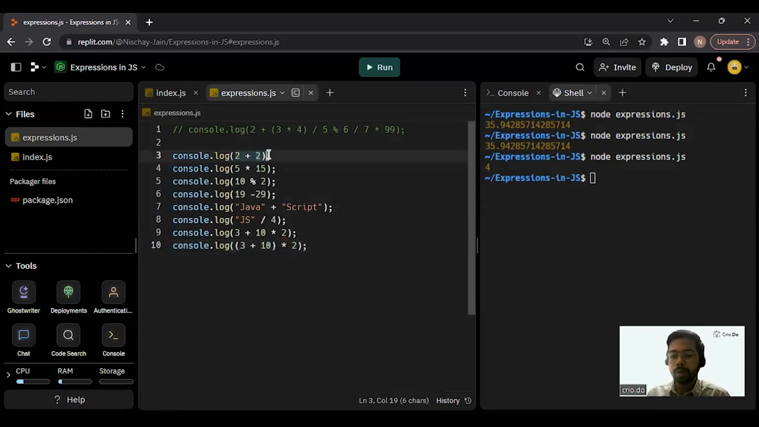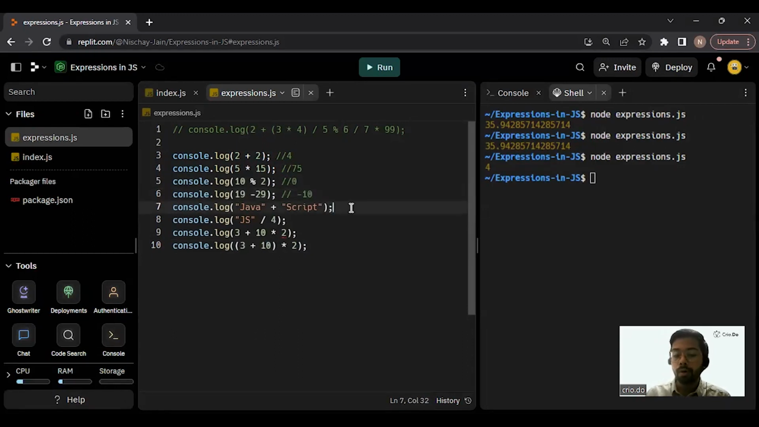So the first one we already know is going to be 4. The next one is again a simple multiplication. This is going to be 75. 10 % 2, as I've already explained, is going to be 0 because when we divide 10 by 2, the remainder is going to be 0. When I do a 19 minus 29, again it's a simple subtraction. The answer is going to be minus 10.